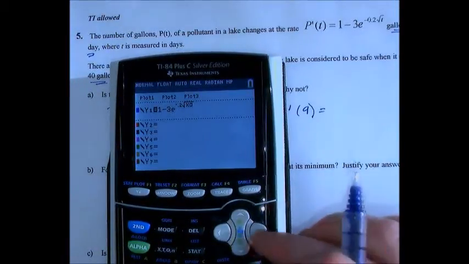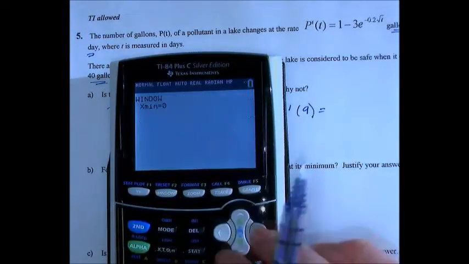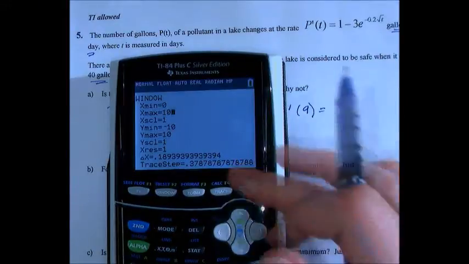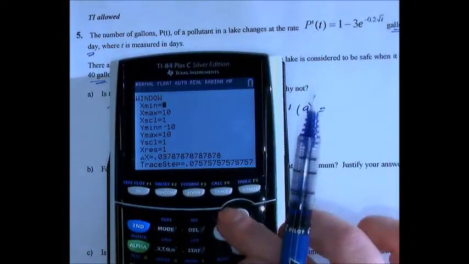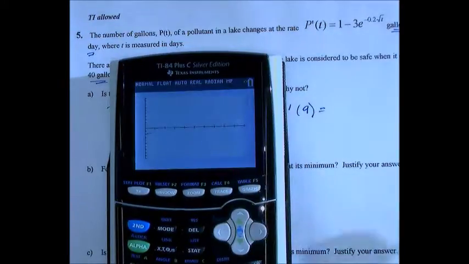So I've got my equation typed in there. Make sure it's typed in nicely. I'm just going to check my window, make sure everything's okay. I just have my standard x is time, so I'm going to go 0 to 10, see what that looks like. We'll graph that, see what we get.